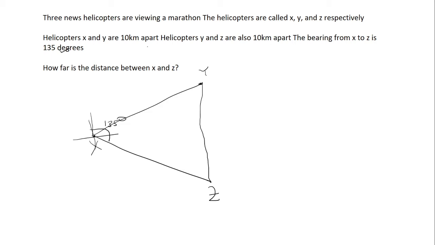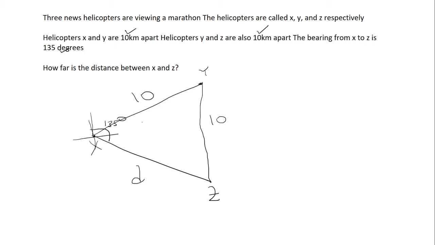Now we need, let's see, the helicopters X and Y are 10 kilometers apart. So that's this one over here. Y and Z are also 10 kilometers apart. Okay. So we want to see how far is the distance between X and Z, which we'll call D for distance.